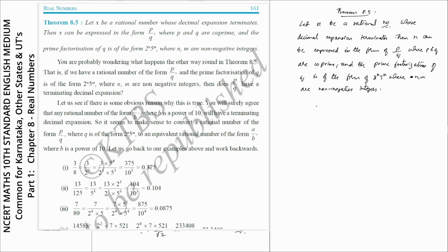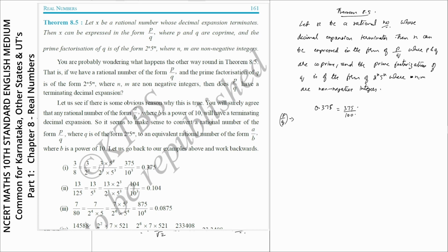Now 0.375, this is a rational number. What is a rational number? A rational number is in the form p by q, where p and q are integers and q is not equal to 0. The decimal expansion of a rational number terminates. 0.375 is a rational number because the decimal is terminating. Now this one I can write as 375 by 1000.